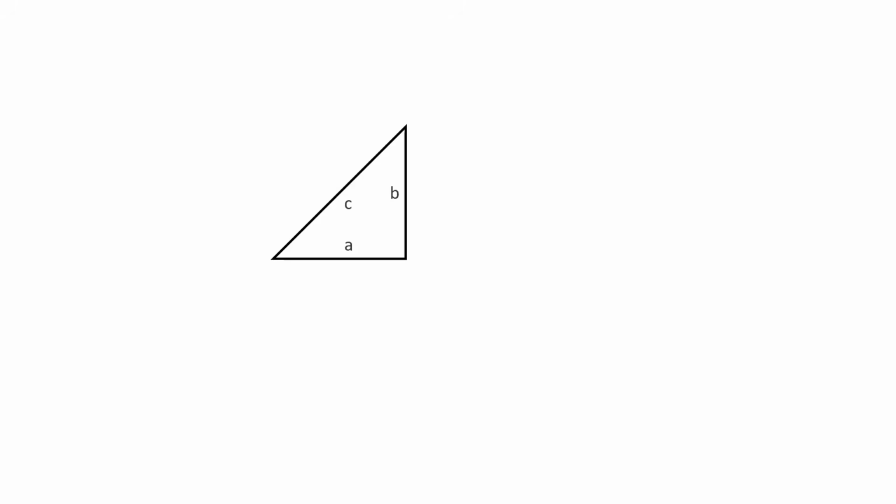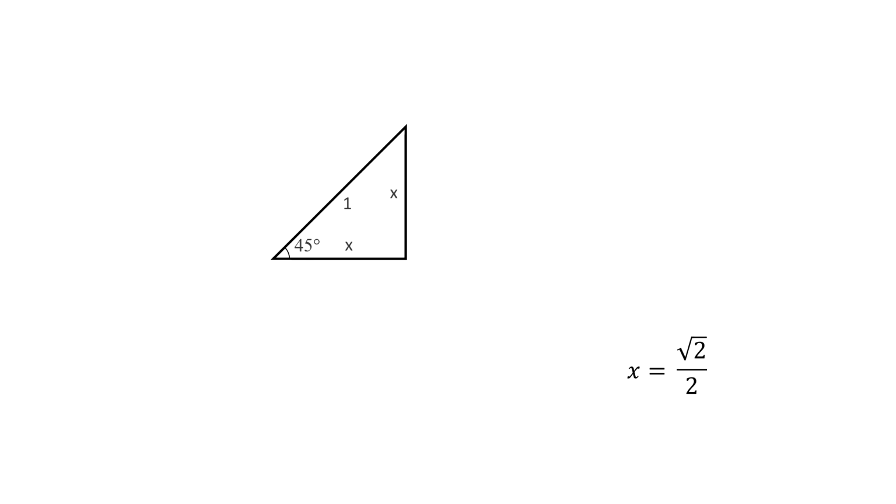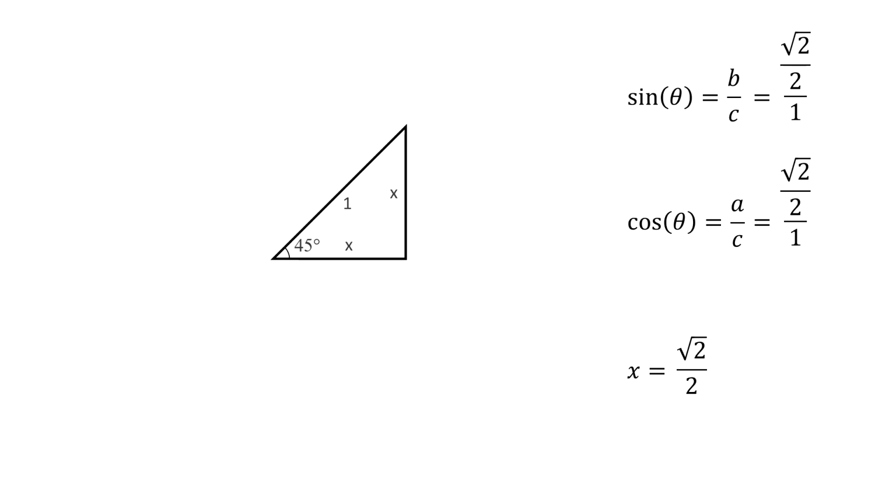Consider a right isosceles triangle with a hypotenuse of 1 unit. Since both legs are equal, let's call their length x. Now apply the Pythagorean theorem. Combine the terms on the left. Divide both sides by 2. Take the square root of both sides. Finally, rationalize the fraction. So for a 45-degree angle, both sine and cosine equal square root of 2 over 2.